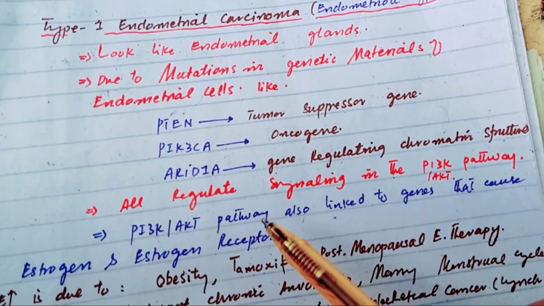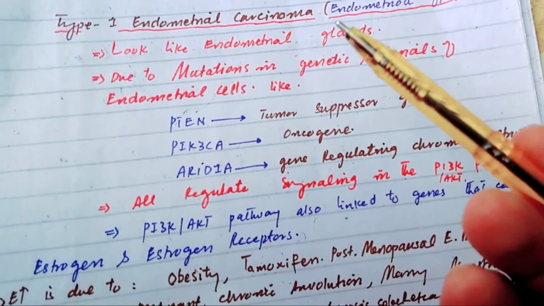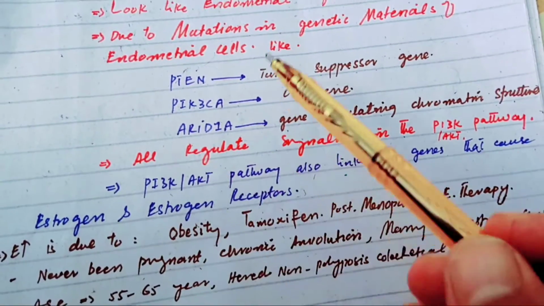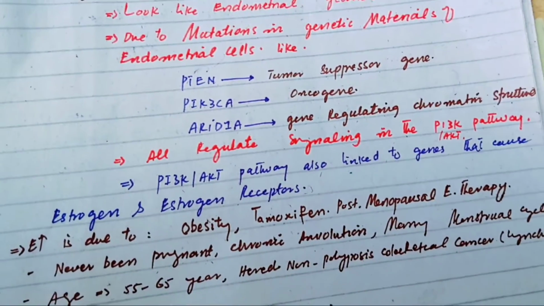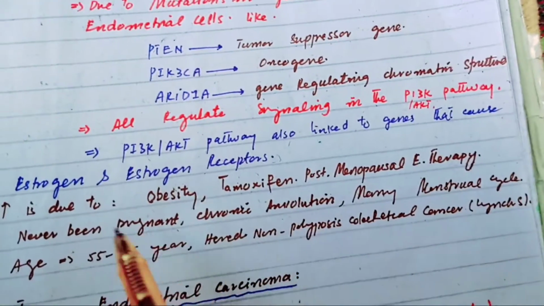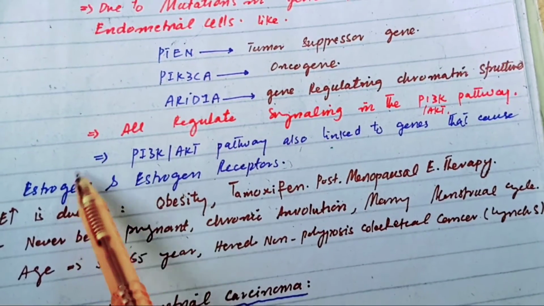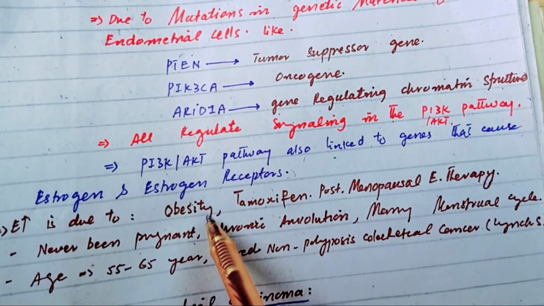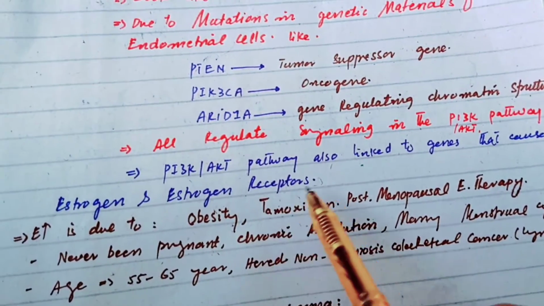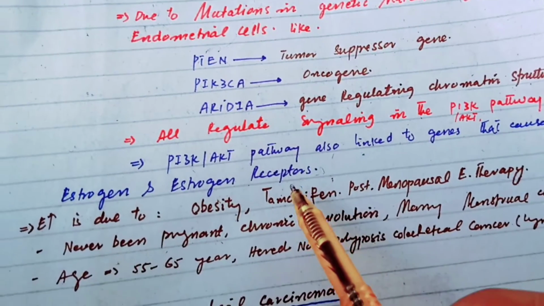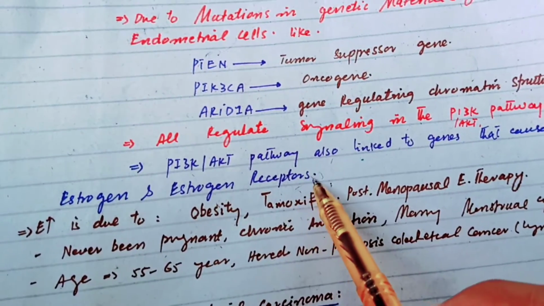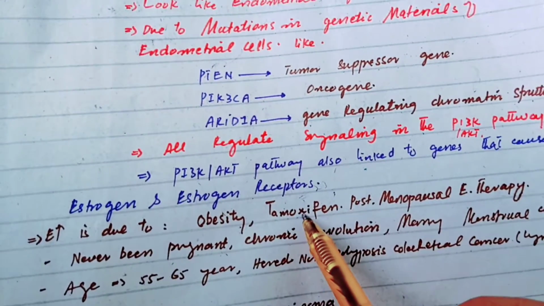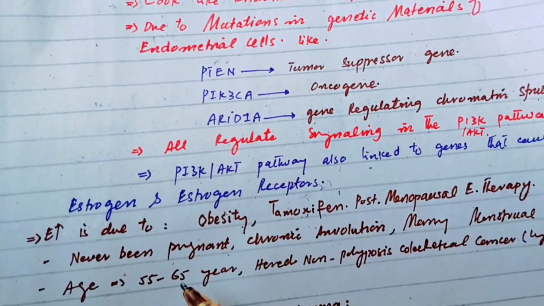And the other is estrogen excess. Estrogen stimulates the proliferation of the endometrial glands. Estrogen excess is also a cause of endometrial carcinoma. Why is estrogen secreted in excess? It is mainly due to the following reasons. One is obesity. The other is tamoxifen, which is a drug for breast cancer. It normally blocks the estrogen receptor in the breast, while stimulating the estrogen receptor in the endometrium.